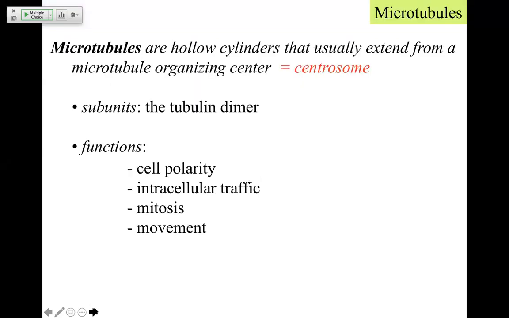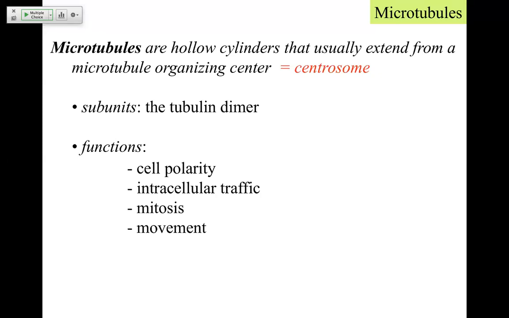So let's look at another component of our cytoskeleton, our microtubules. Now these are the largest component of the cytoskeleton of the 3 different categories. And a microtubule is a microtubule. Every microtubule is made of the same subunit, a tubulin dimer. There's an alpha subunit and a beta subunit.